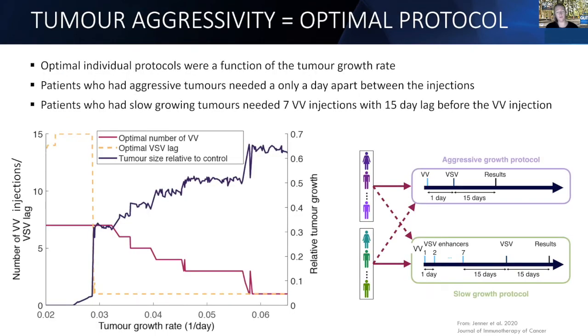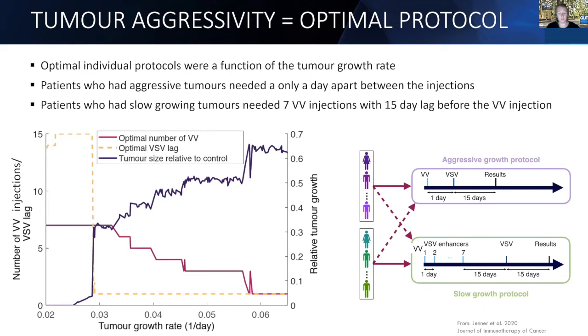And so just to summarize that, we did a lot more investigation into this, and we were actually able to determine that the growth rate of the tumor, or the aggressivity of the tumor, will determine what was your optimal treatment, and that patients who had aggressive growth rates actually only needed 1 VV injection, whereas patients with very slow growing tumors actually needed 7.